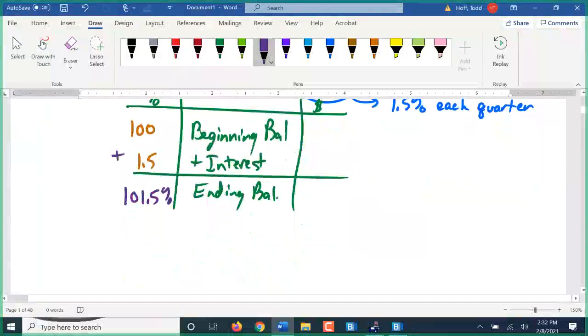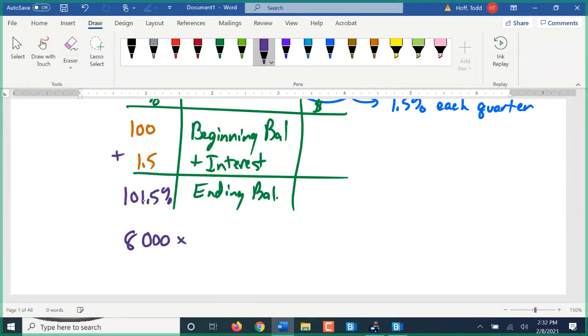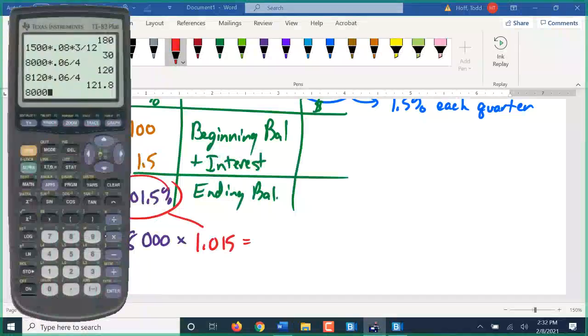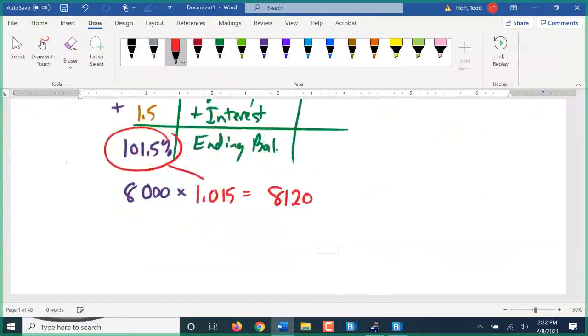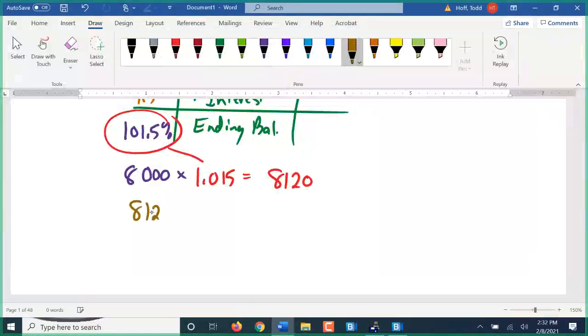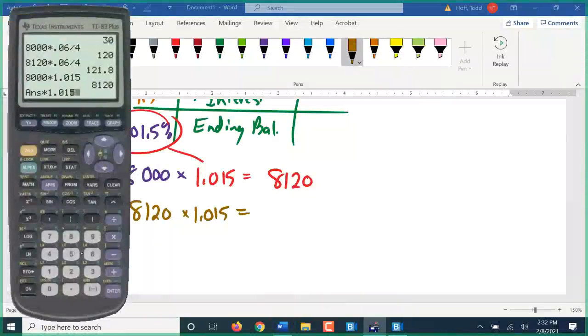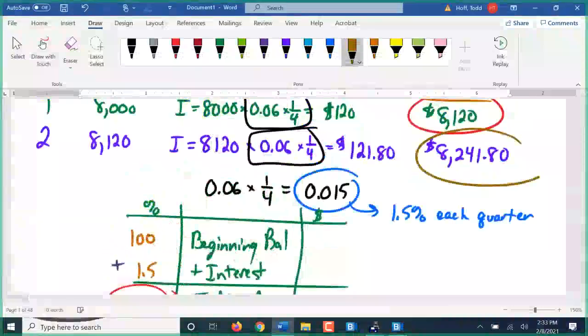So what that means is to find the ending balance at the end of each period, we can take the principal, $8,000, times 101.5% as a rate, which is 1.015. If I do 8,000 times 1.015, I get 8,120. That was my ending balance at the end of the first quarter. If I do that again, I take my 8,120 times 1.015, I get 8,241.80. Guess what? That was my ending balance at the end of my second quarter.